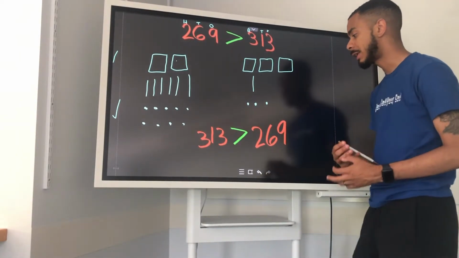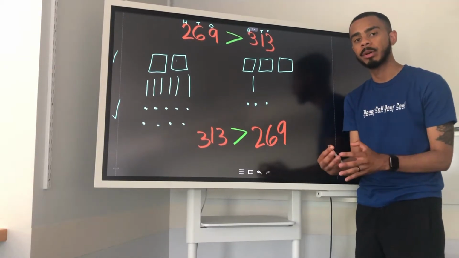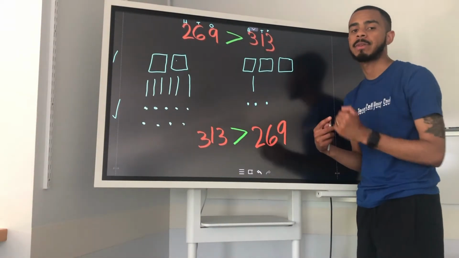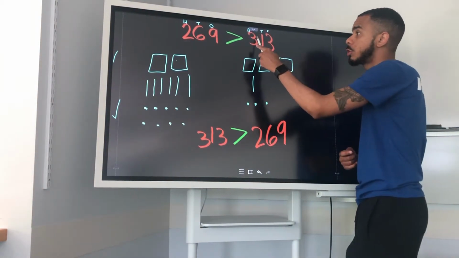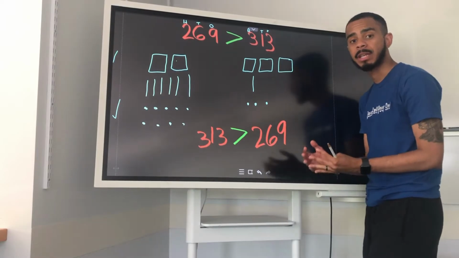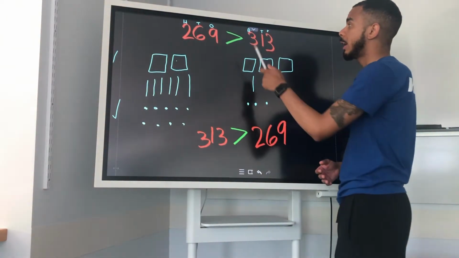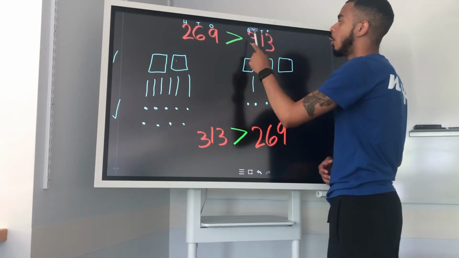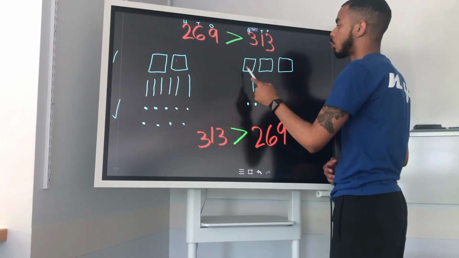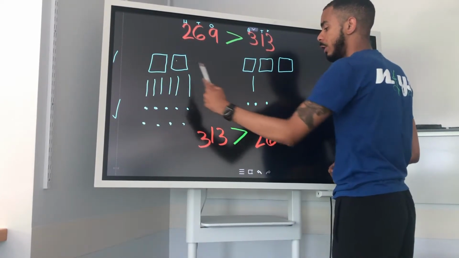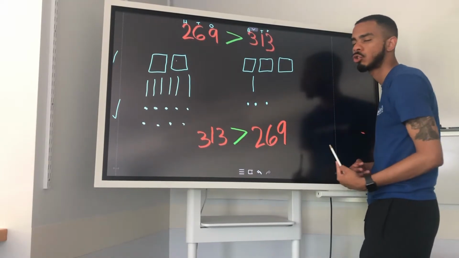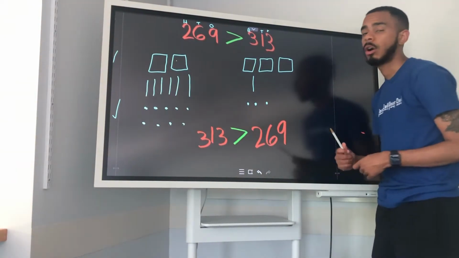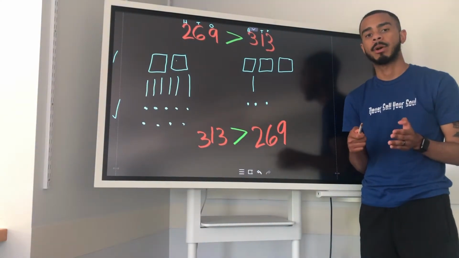So again, I'm gonna say when you compare 2 different numbers, you look at the highest place value first. In this case, on this problem, the hundreds place is the highest place value. So we compare, there's a 3 here, there's a 2 here. 3 is greater than 2, 300 is greater than 200, so that means 313 is greater than 269. All right, let's stick around for the practice problems.